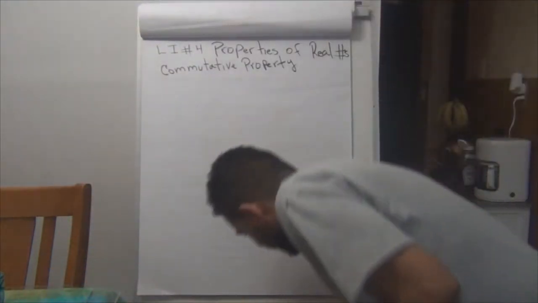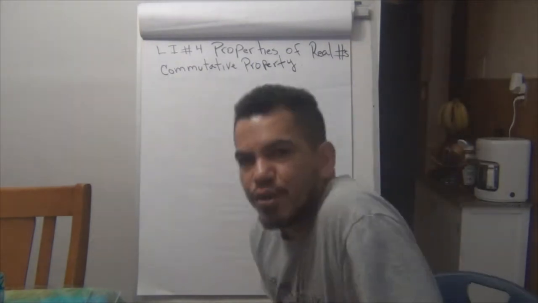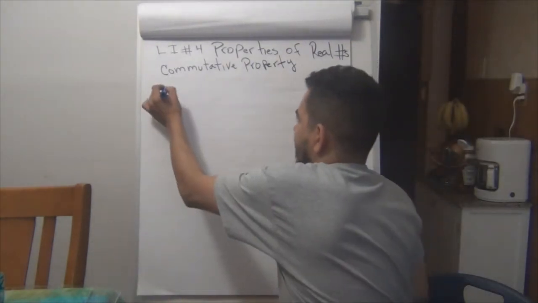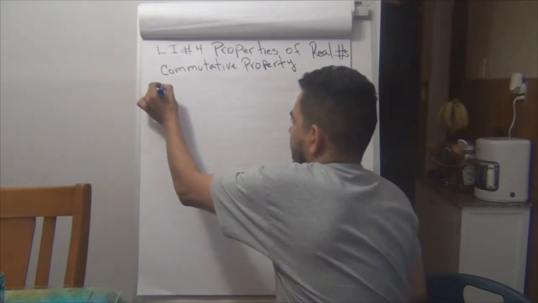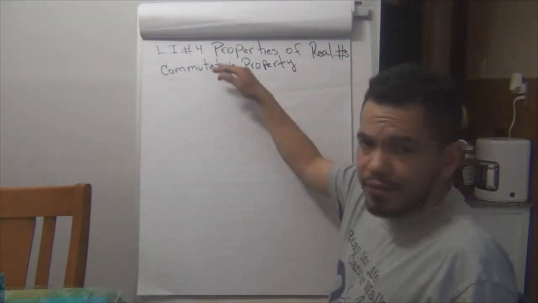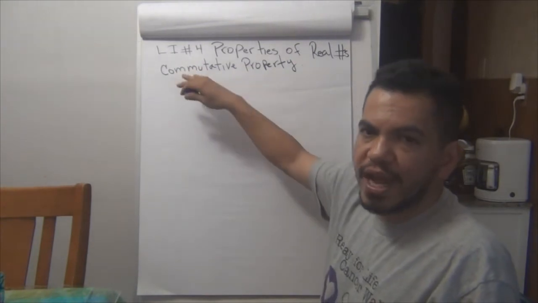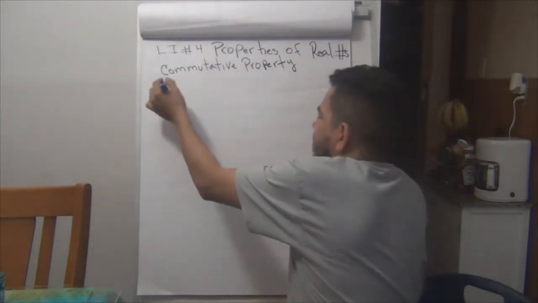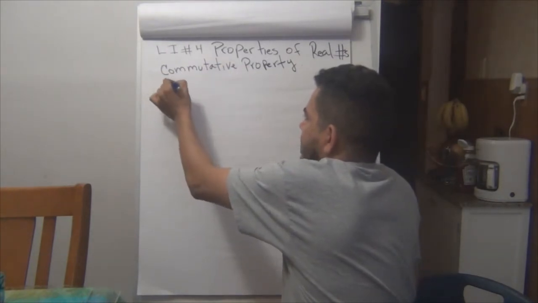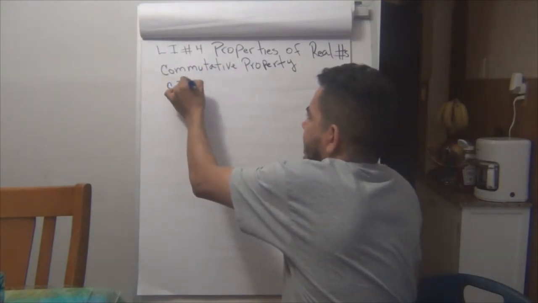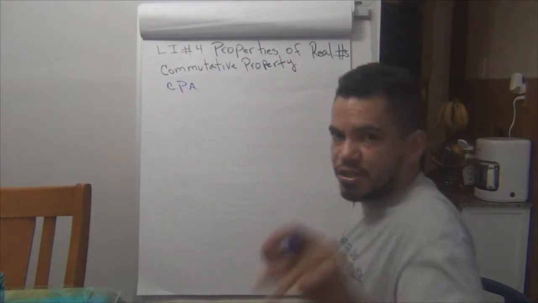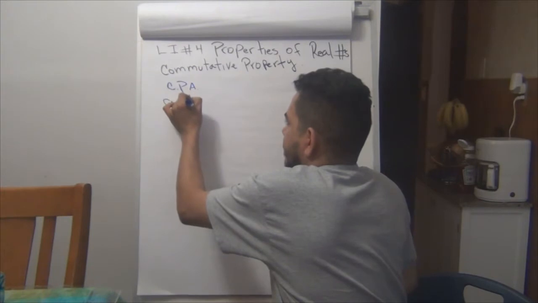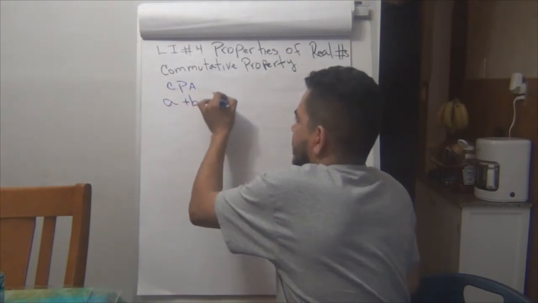Simple. It says that it doesn't matter how you add the numbers, the result will be the same. By the way, in every property except for one, we're going to have a property of addition and a property of multiplication. So for example, the commutative, let's call it the CPA. Commutative property of addition says that A plus B is equal to B plus A.